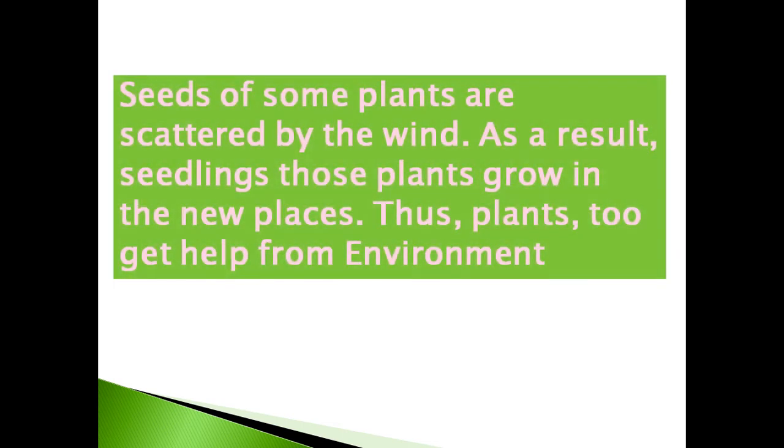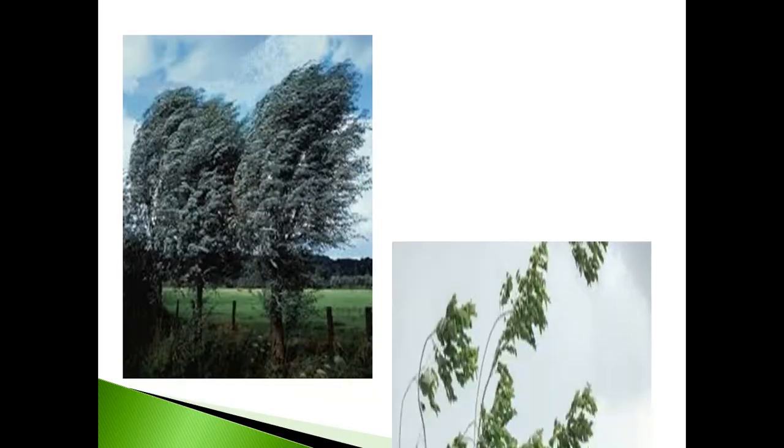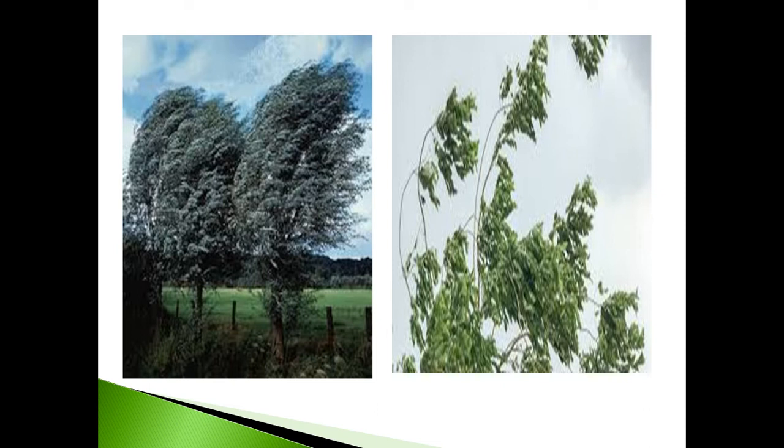Seeds of some plants are scattered by the wind. As a result, seedlings, those plants, grow in new places. Thus, the plants too get help from the environment. Students, see this picture. When there is wind, the seeds of the plants fall here and there, and the plants grow in different places. In this way, the environment also helps the plants to grow.